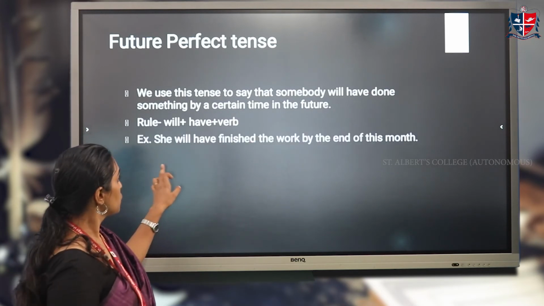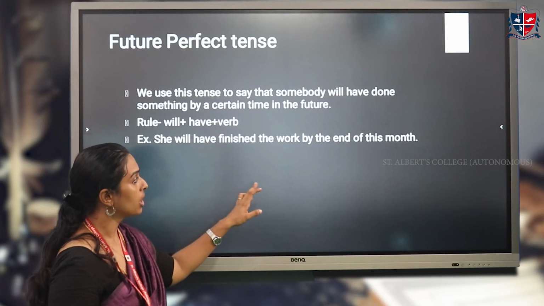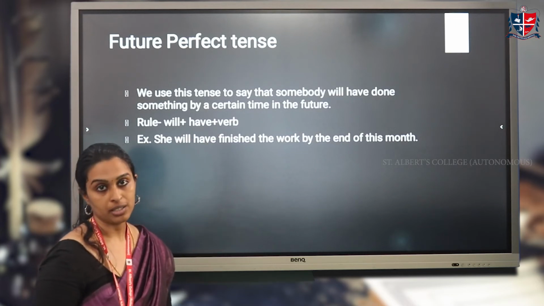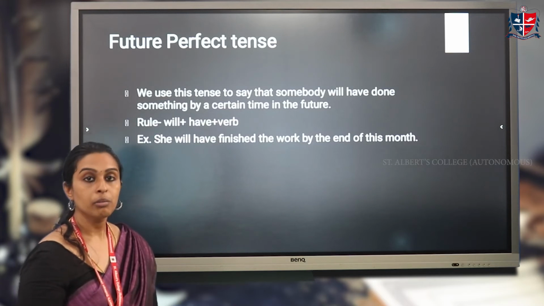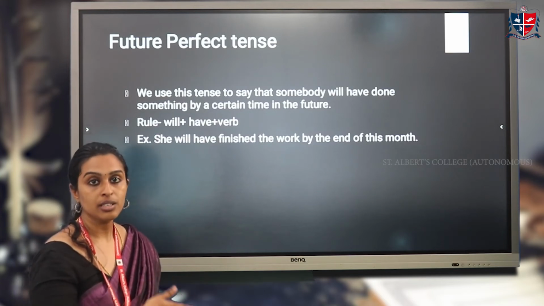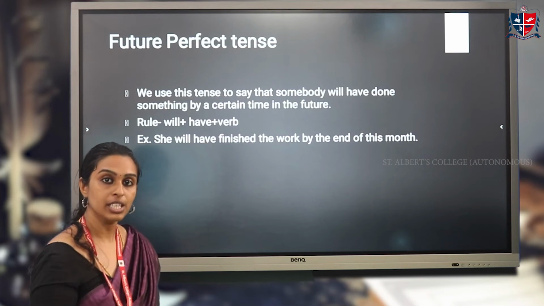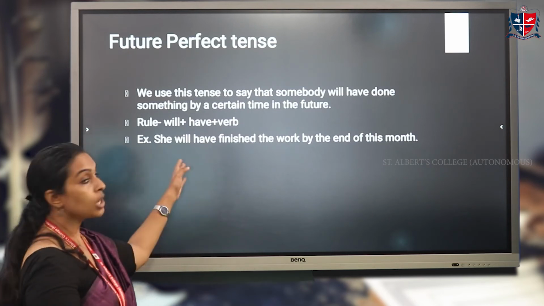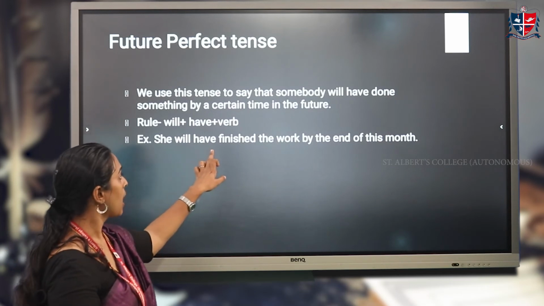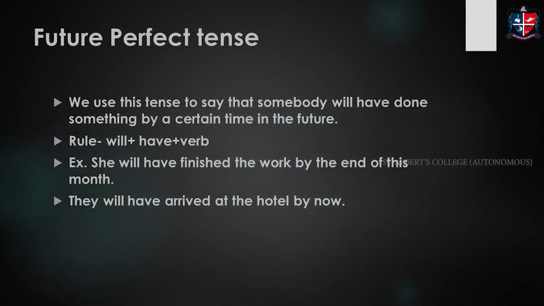Example, she will have finished the work by the end of this month. If you say she will finish her work by the end of this month, but you're not sure, you can use this tense. She will have finished this work by the end of this month. The rule applies here. Will plus have plus the verb.